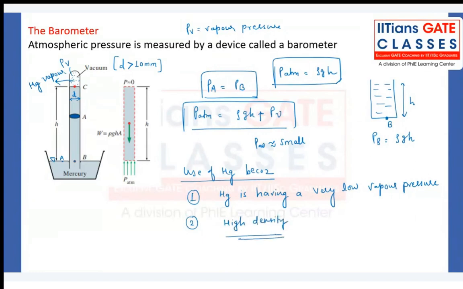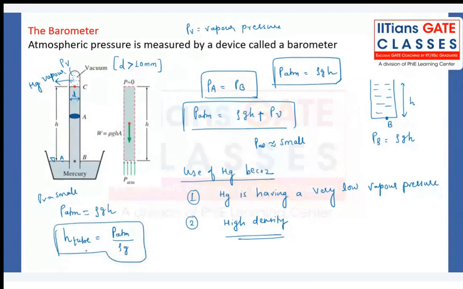Now what is the benefit of having a high density fluid? See guys, h is nothing but the height of the tube. Can I say h is approximately the height of the liquid which is raised in that tube? Or can I say directly that it is indirectly the height of the tube? So if I neglect the PV value, being very small, then P atm will be rho gh. Then what is the height of the tube that is required? P atm by rho g. To measure one atmospheric pressure, if the rho g value is very high, I will require a very small height of the tube. Otherwise, what will happen?